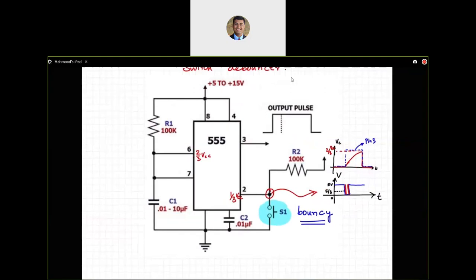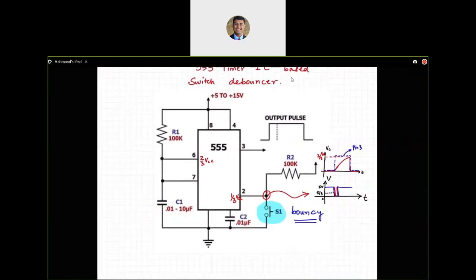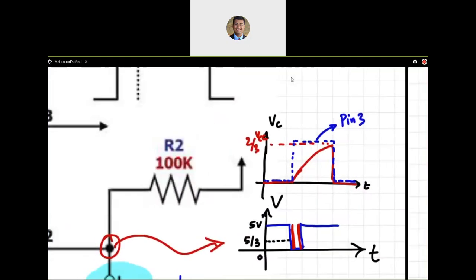And to do this, we have been using the equation of 1.1 times R1 and C1, which is essentially related to this, right? It is answering the question, how long does it take for the capacitor to go from 0 to 2/3 of VCC? And because we have seen the charge and discharge equations of the capacitor, we know how to calculate that.